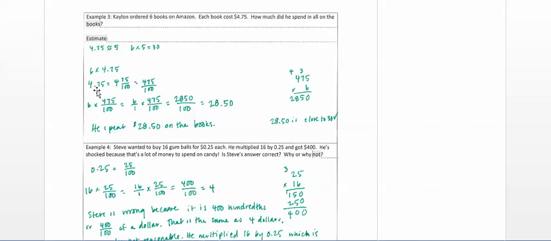Here we have to write 4 and 75 hundredths. First we write it as a mixed number, and then we write it as an improper fraction. So going ahead and writing this decimal number as an improper fraction. Now we're doing the same multiplication. Here we're showing our multiplication on the side. It might be interesting to have a conversation with students about why we decide to keep the decimal in the hundredths place. Obviously it's money, so that's why we decide to keep it as 50 cents.